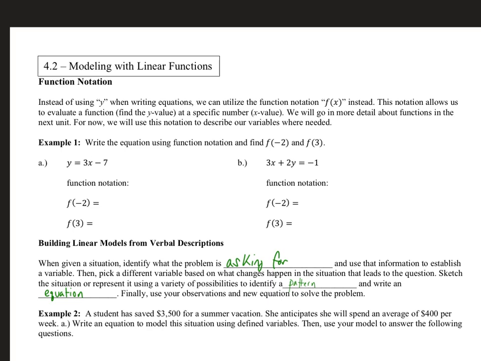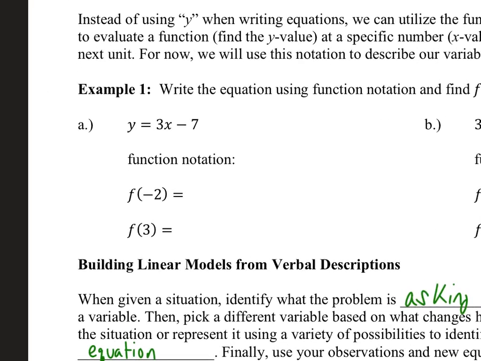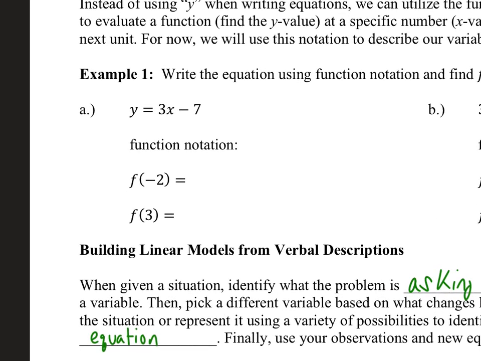But right now we're just going to look at some equations and how we would write them in function notation, and then use our function notation to evaluate those equations. So if I want to take y equals 3x minus 7 and rewrite that in function notation, since f of x is going to replace y, it's ready to go. All I have to do is say that would now be f of x equals 3x minus 7. Not much to do there because y was already isolated.